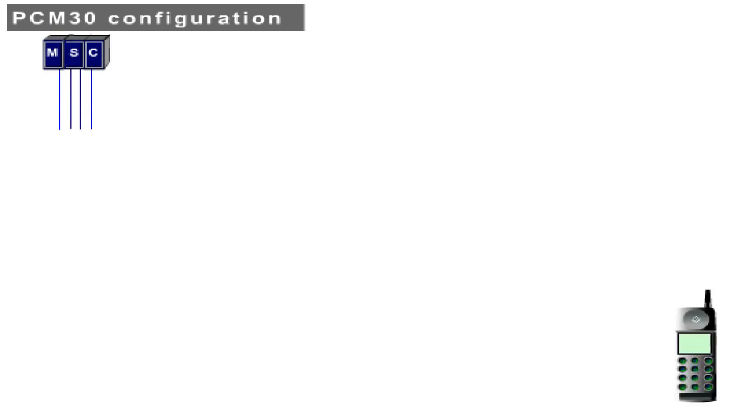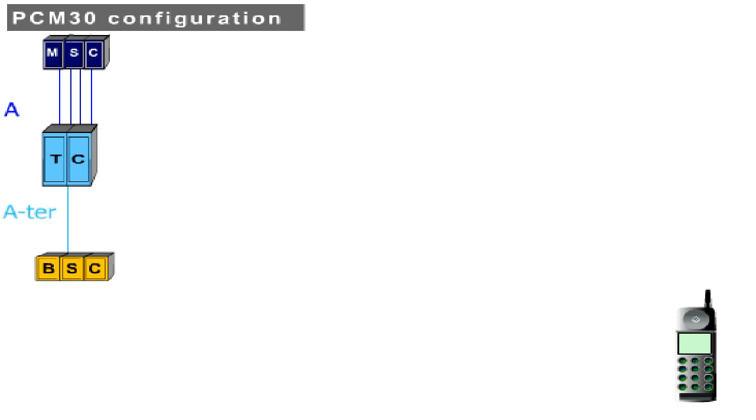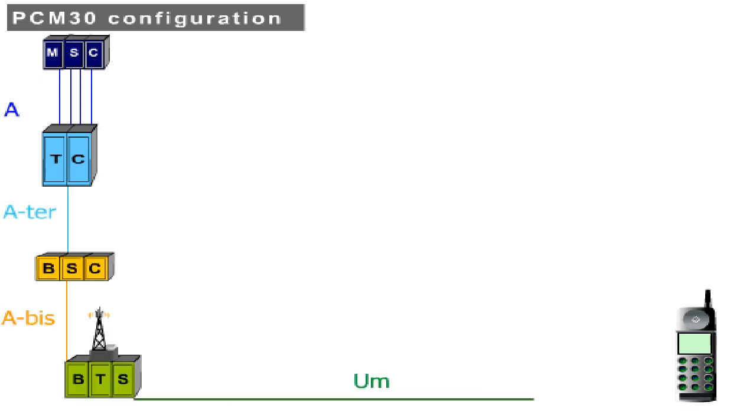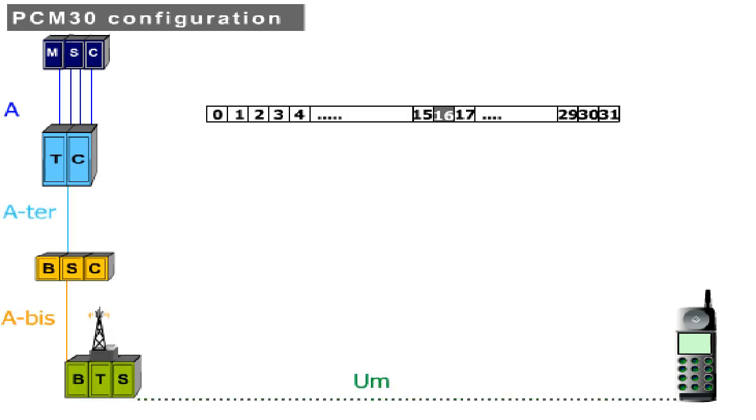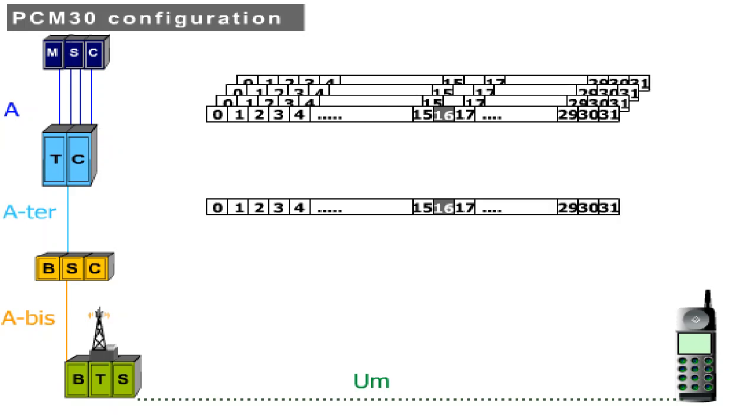Let's consider the PCM30 configuration as an example for the frame structure of data transmission between the MSC and the mobile station, to understand the data flow at the A interface, the A-ter, A-bis and UM interfaces. We see that the 4 A links are mapped onto one A-ter link. 4 A channels of 64 kilobits per second each are mapped onto an A-ter channel consisting of 4 subchannels of 16 kilobits per second each.